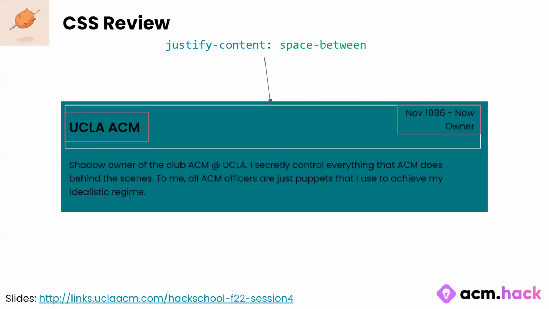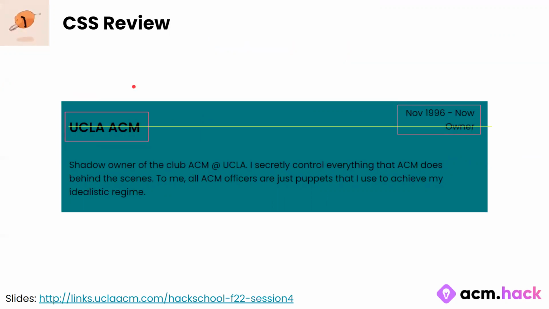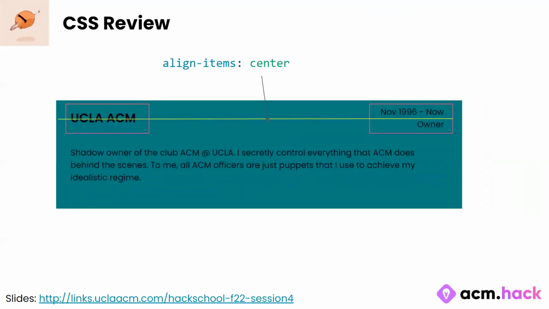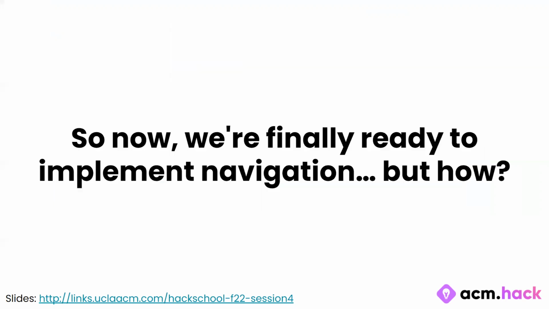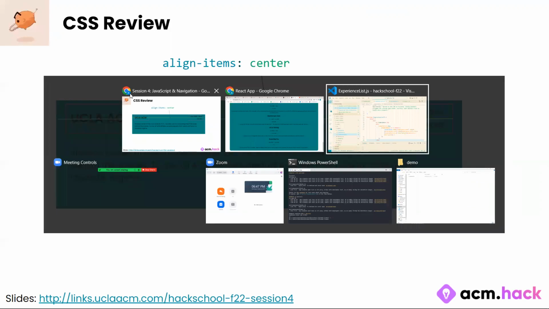So space between maximizes the space between the items in your flex box, which is why it pushes everything to the ends. Okay, so this almost looks right, except if you draw a horizontal line between the two items, they're not aligned. One is on top of the other. So this is something that the align items property can fix if we align everything in the center of that baseline. Okay, so yeah, so let's do that.